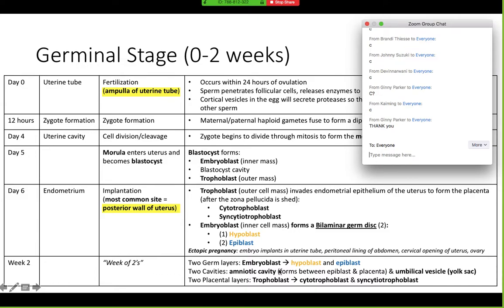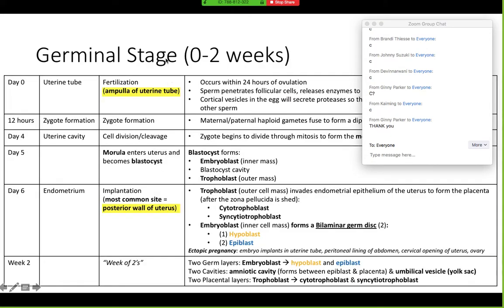By the time you reach week 2, we have what's known as the week of 2. You're going to have 2 germ layers, your embryoblast forming the hypoblast and the epiblast, and then 2 cavities, which include the amniotic cavity between the epiblast and the placenta, and the umbilical vesicle, also known as the yolk sac. You'll also have 2 placental layers, the cytotrophoblast and syncytiotrophoblast. This is a bit of a repeat of this box, but putting it together in the week of 2. So remember 2, 2, and 2.